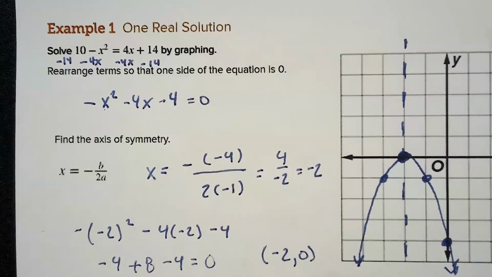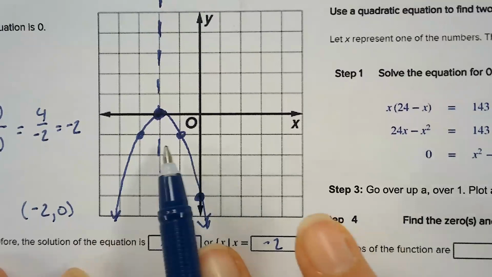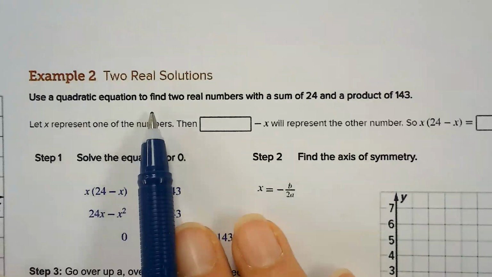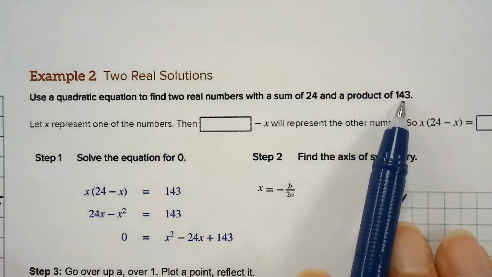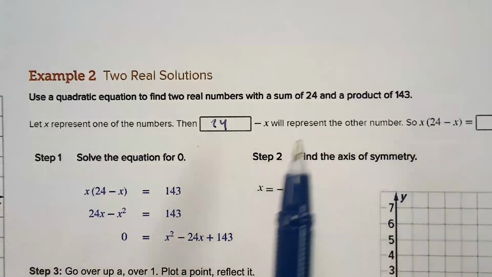Or x equals negative 2, if they're using this notation. Okay, so that is the solution to this quadratic equation. What if there's two real solutions? So it says use a quadratic equation to find two real numbers with a sum of 24 and a product of 143. Let x represent one of the numbers. Then 24 minus x will represent the other number, right? Because it says the sum of the numbers is 24.